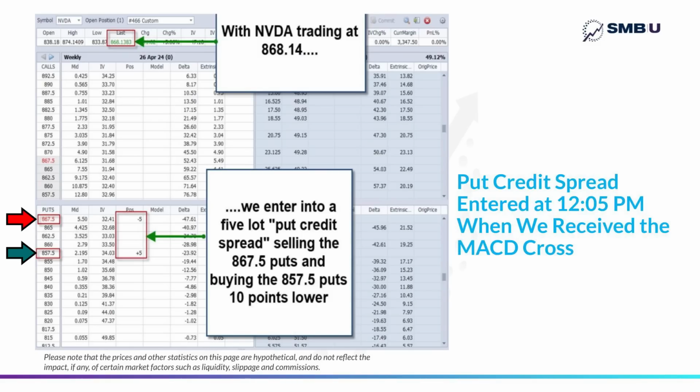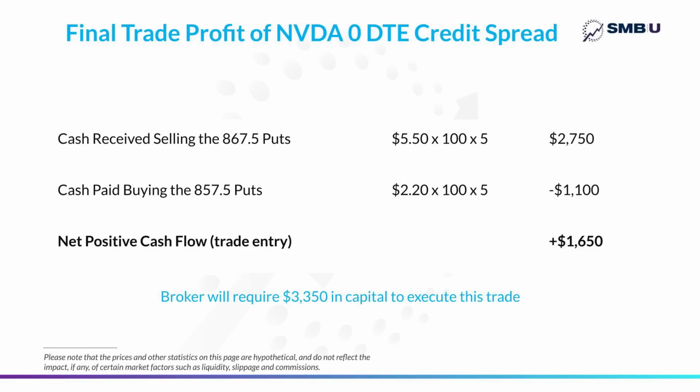And so as you can see, we sold 5 of them, resulting in cash inflow of $16.50, which, because this is a margin trade, your broker is going to require you to have at least $3,350 in your account to execute. And so now, with $16.50 of additional cash in your account, let's move to the end of the day.